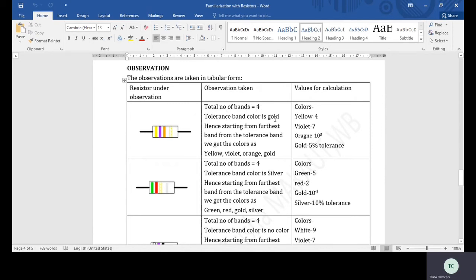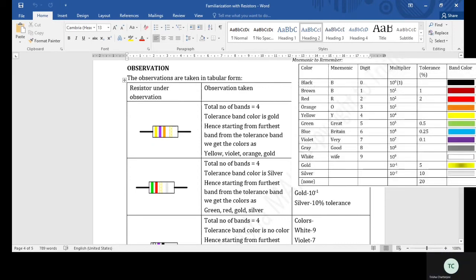Tolerance band color is gold, and hence starting from the farthest band from the tolerance band we get the color yellow, then violet, then orange, and then gold. As we have already studied, for 4 band the first 2 bands are for digits. So yellow will be 4 and violet is 7 from that table. Orange is 10 to the power 3 and gold is 5% tolerance.